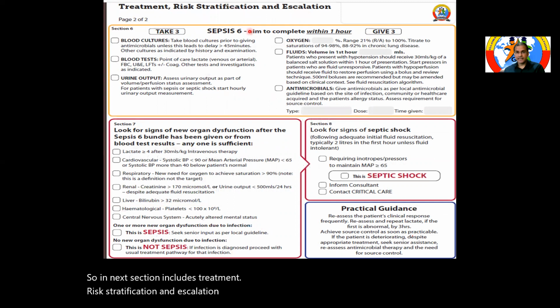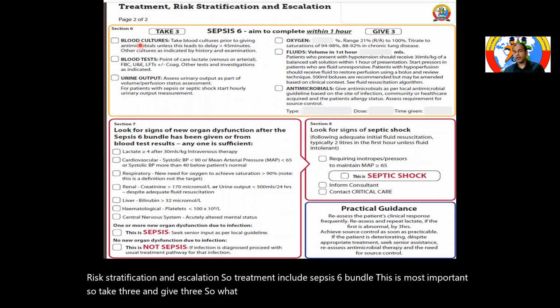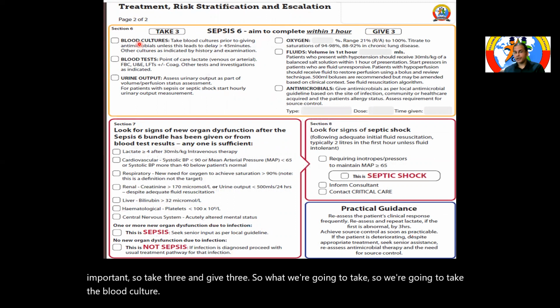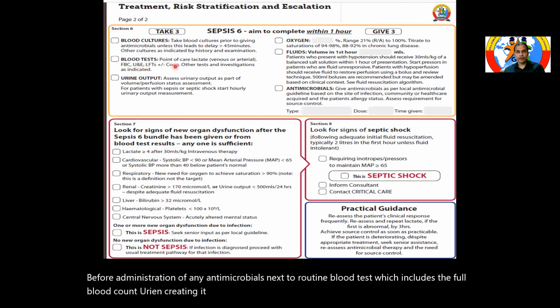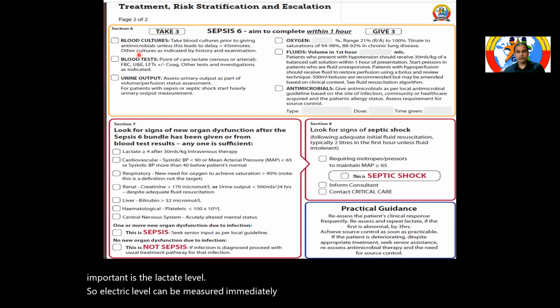So treatment includes the sepsis 6 bundle. This is the most important. So take 3 and give 3. What are we going to take? First, we take the blood culture before administration of any antimicrobials. Next, the routine blood tests, which include the full blood count, urea and creatinine, liver function test, coagulation profile, and one of the most important, the lactate level. Lactate level can be measured immediately. That is, with an ABG syringe, take a venous or arterial blood sample and run it in the ABG analyzer, and you will get the results within 30 seconds. And monitor hourly urine output. So these are the take 3: blood cultures, blood tests, and hourly urine output.